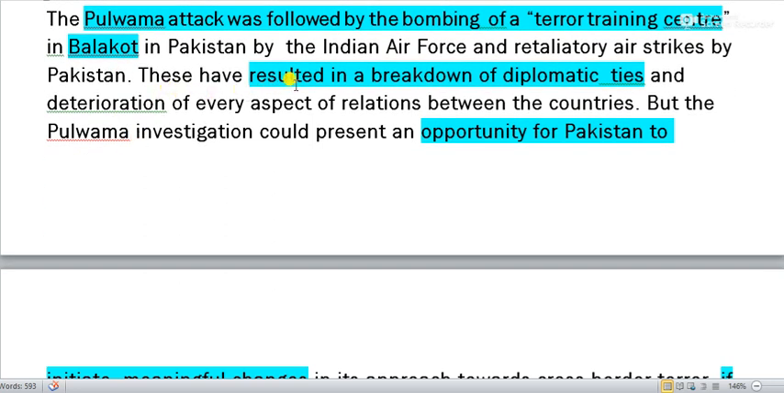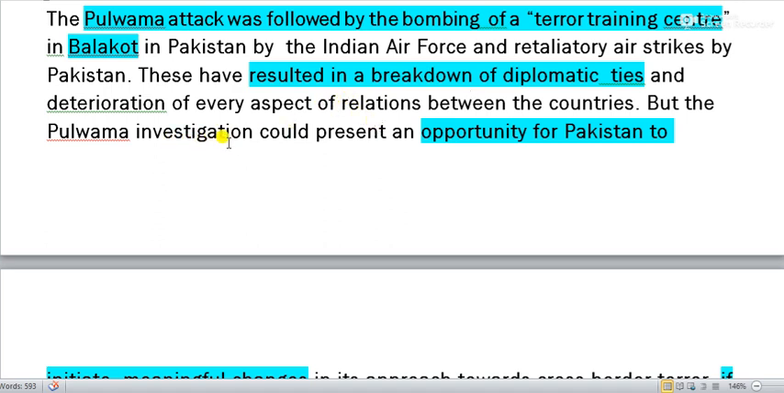These have resulted in a breakdown of diplomatic ties and deterioration of every aspect of relations between the countries. Now definitely if there are so many crosswords between two nations, the relations have to go away.